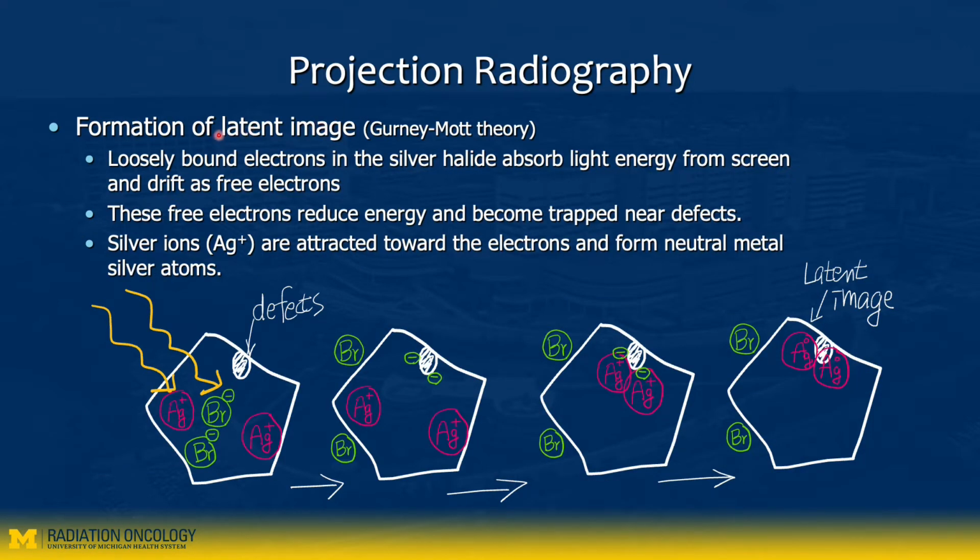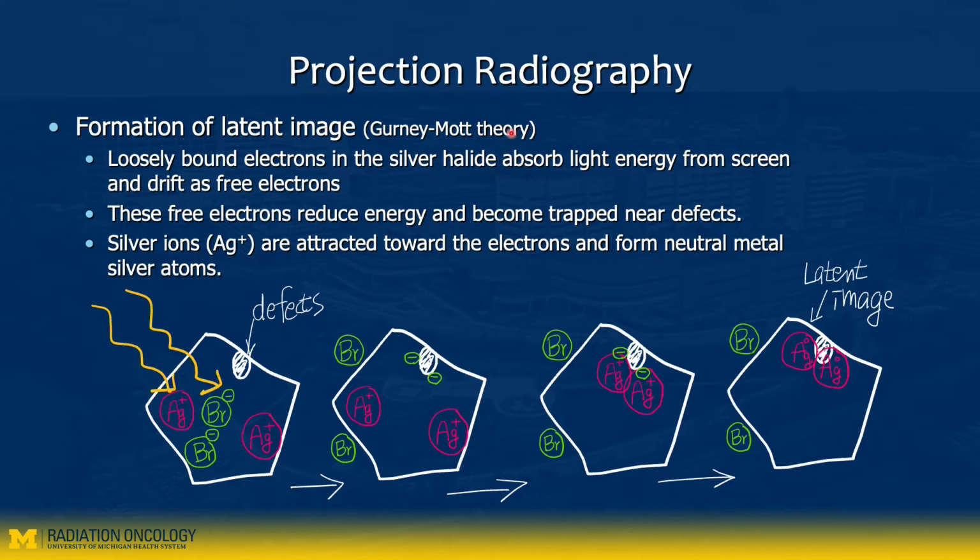So how does this image get formed? We call it a latent image because during this image formation, you cannot really see the image. Okay, so you need further chemical processing down the road. So at first, we only have a latent image.